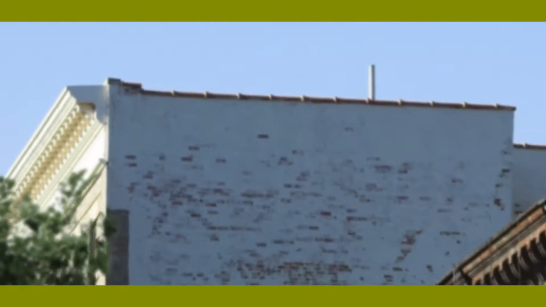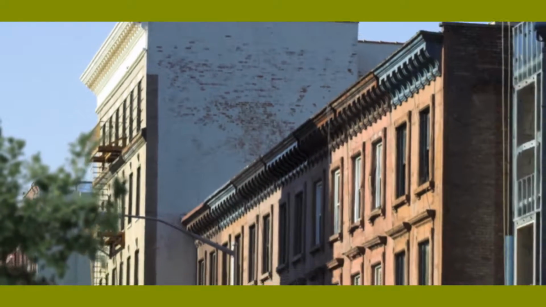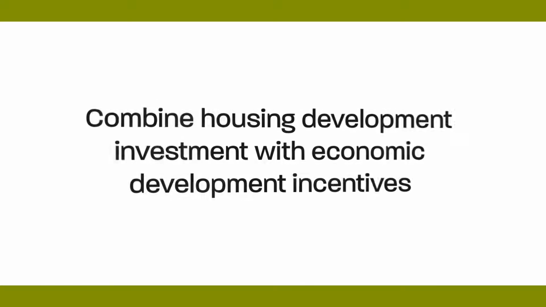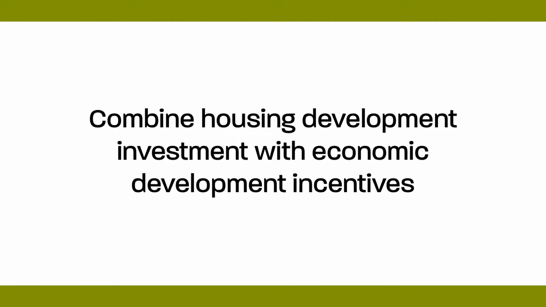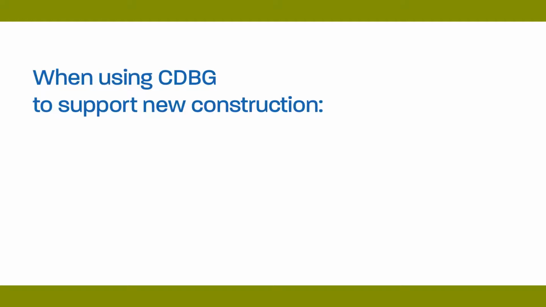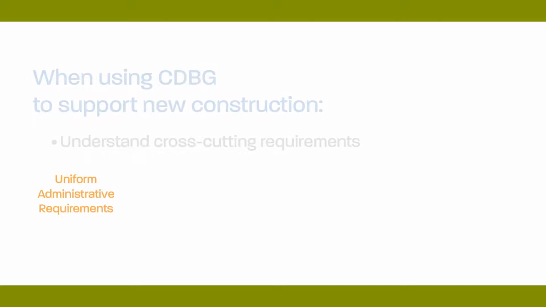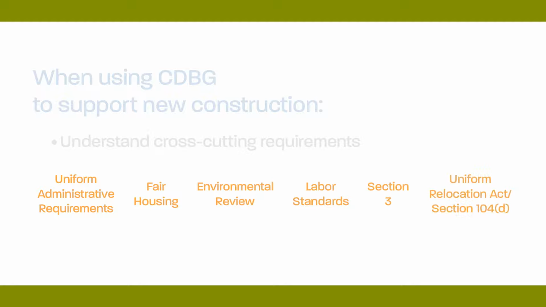Think about how you can use CDBG as a catalyst for investments as well as a gap financing resource to make a project feasible. For example, a new residential area may spur development of neighborhood business or additional privately built homes. You may want to combine your housing development investment with economic development incentives. When using CDBG to support new construction, be sure to be well informed on cross-cutting requirements, including the Uniform Administrative Requirements, Fair Housing, Environmental Review, Labor Standards, Section 3, and Uniform Relocation Act, Section 104D.